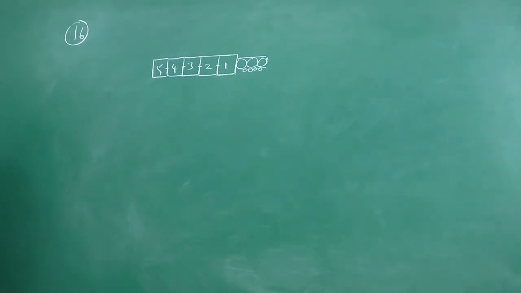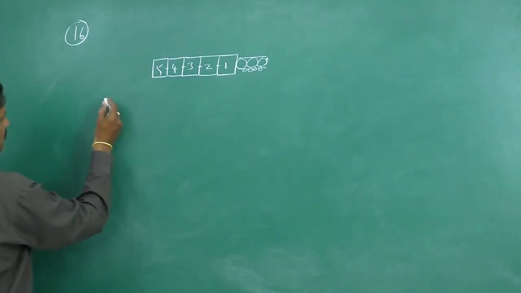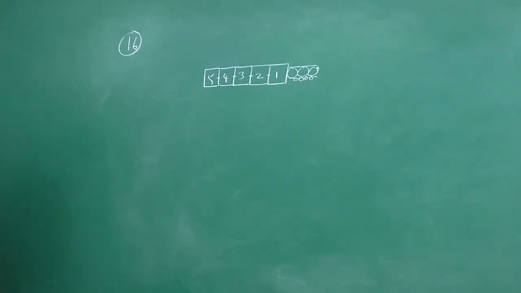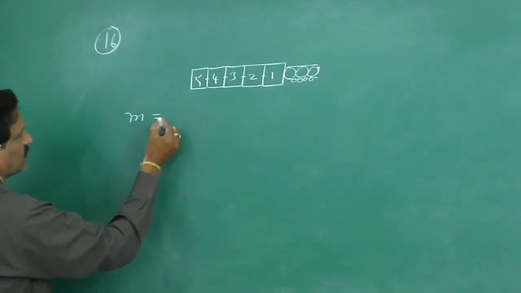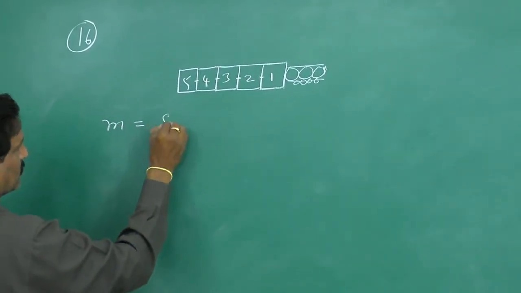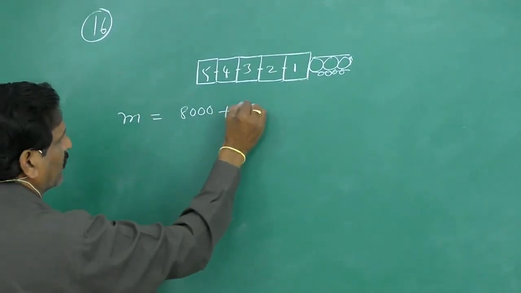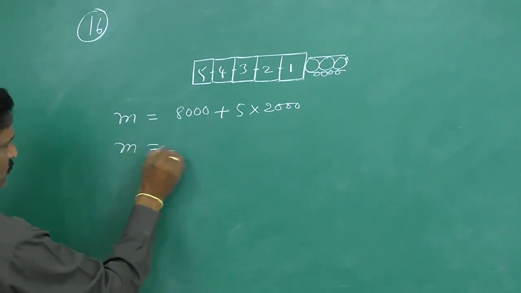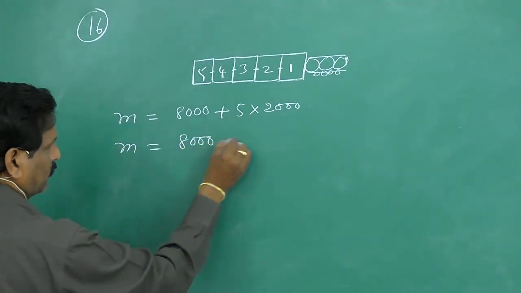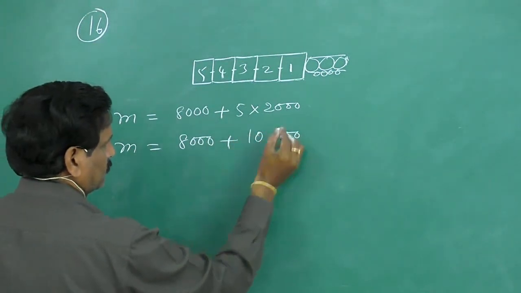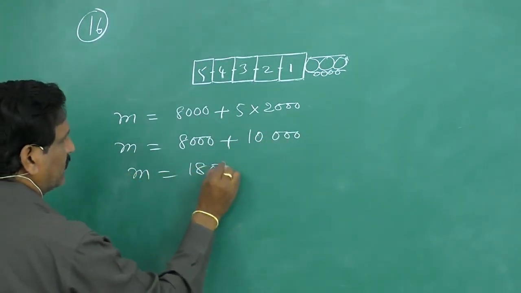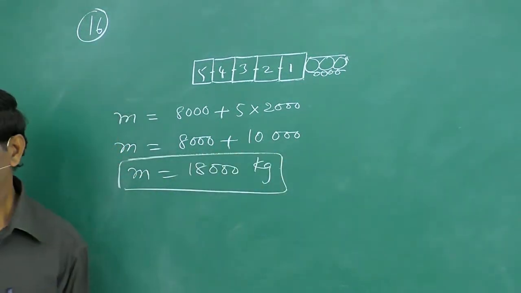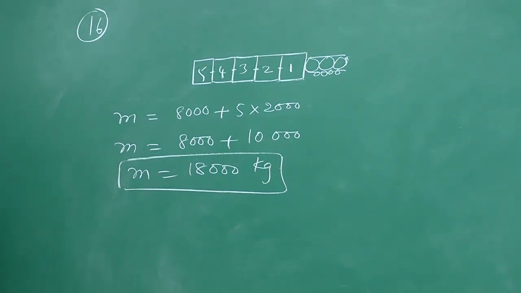And here the mass of the engine is 8000 kg. The mass of each wagon is 2000 kg. Then the mass of engine plus wagons is 8000 plus 5 into 2000. This is the total mass of the train. So M is equal to 8000 plus 10,000, so M is equal to 18,000 kg. This is the mass of the train, that is engine plus wagons.